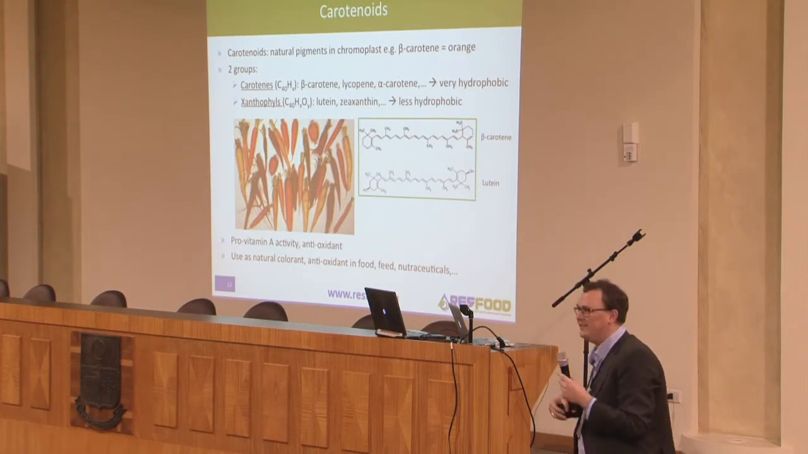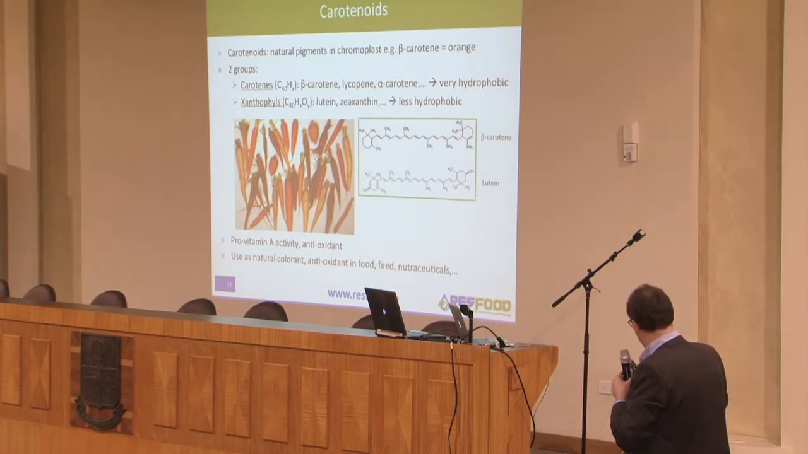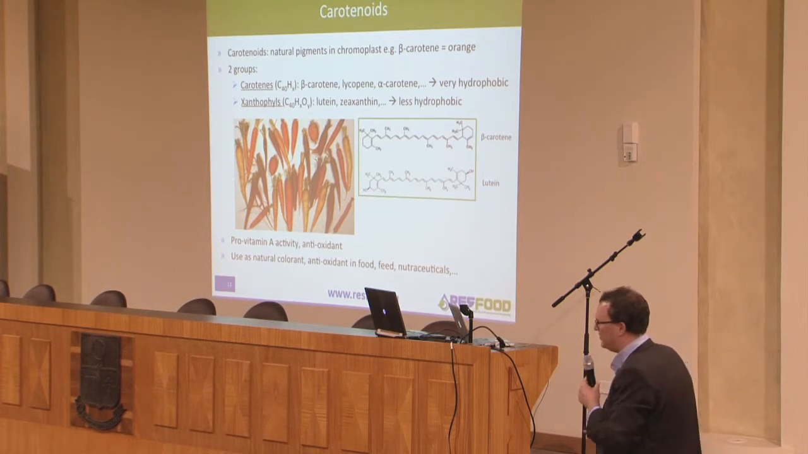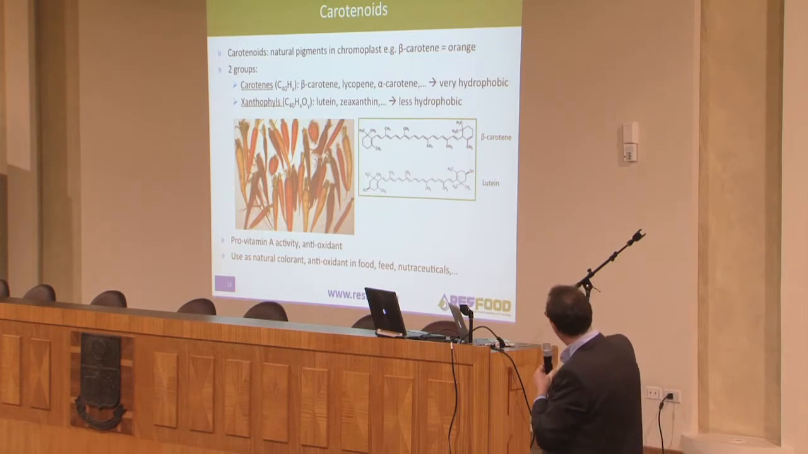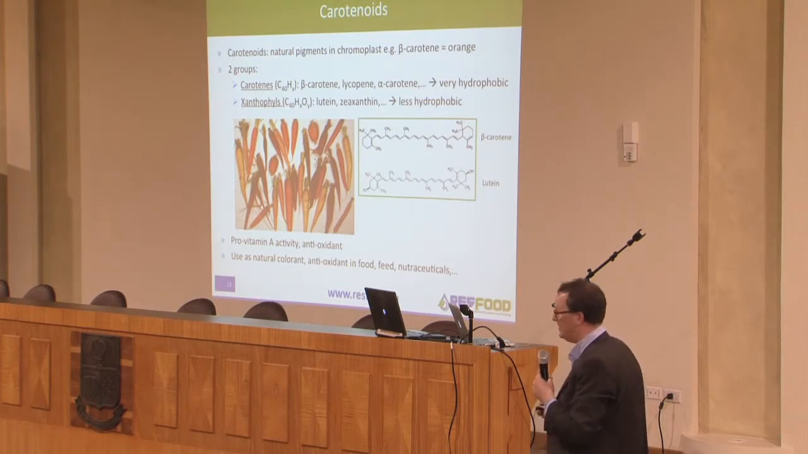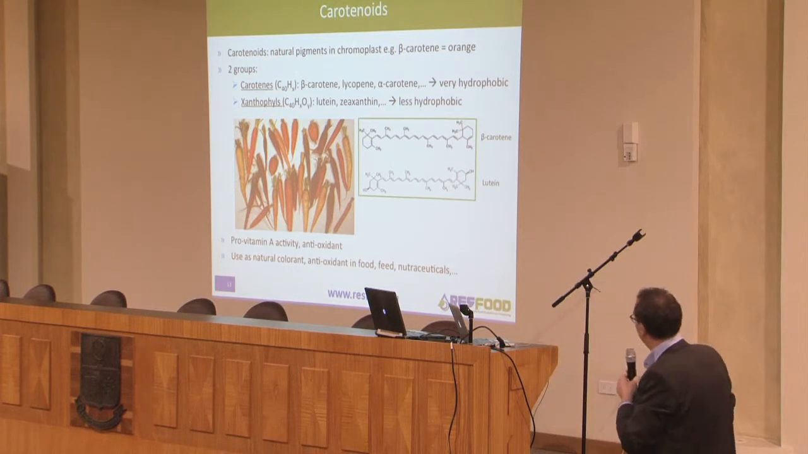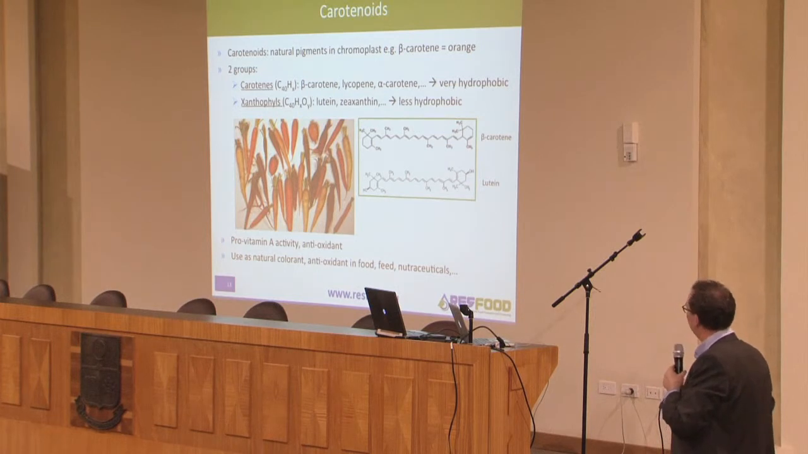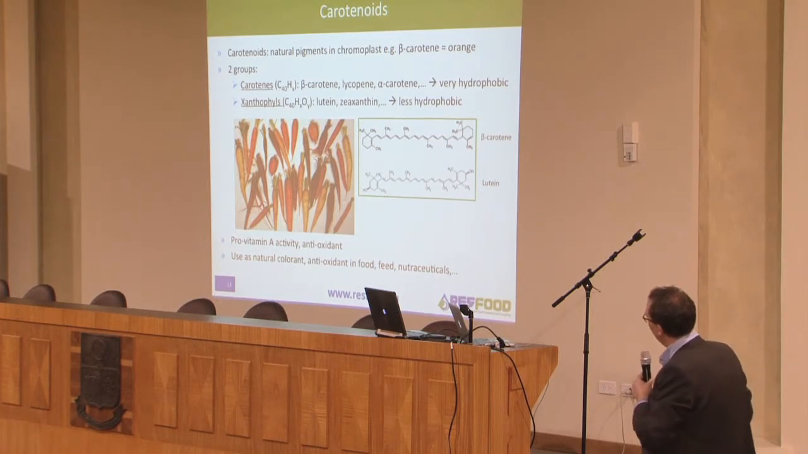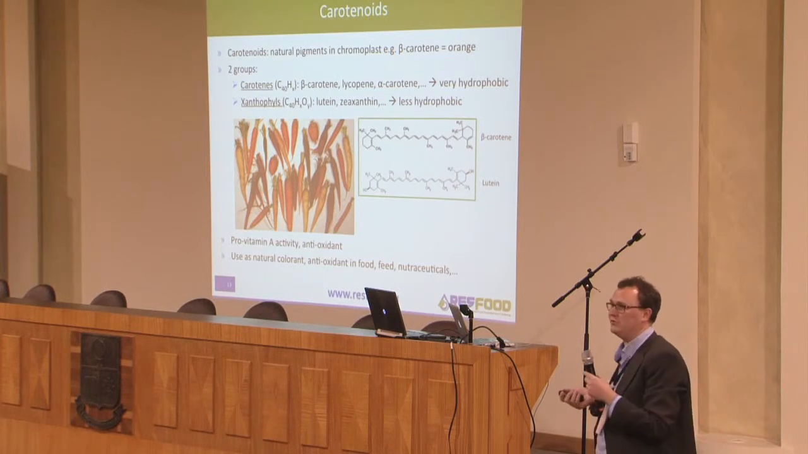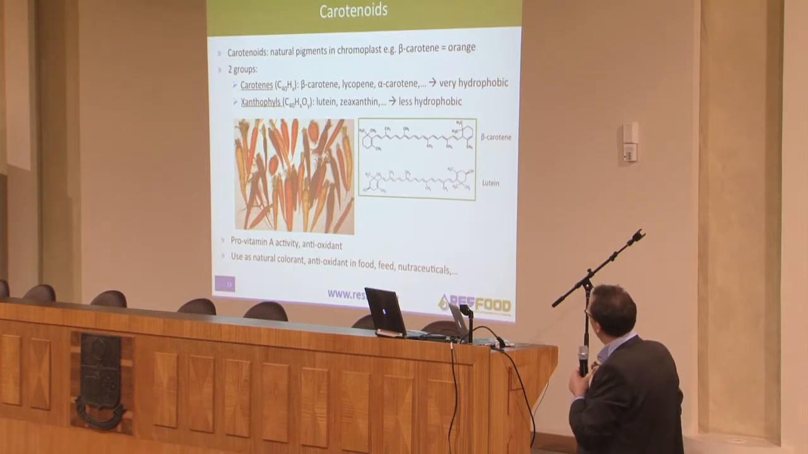Okay, so that was my rather large introduction. Something about carotenoids. Dr. Radash will talk more within a few minutes, but I will be very short. Carotenoids are natural pigments. They are localized in chromoblasts, for example beta-carotene, which gives an orange color. So you see in the picture these yellow, orange, red colors of carrots. They are due to these carotenoids.